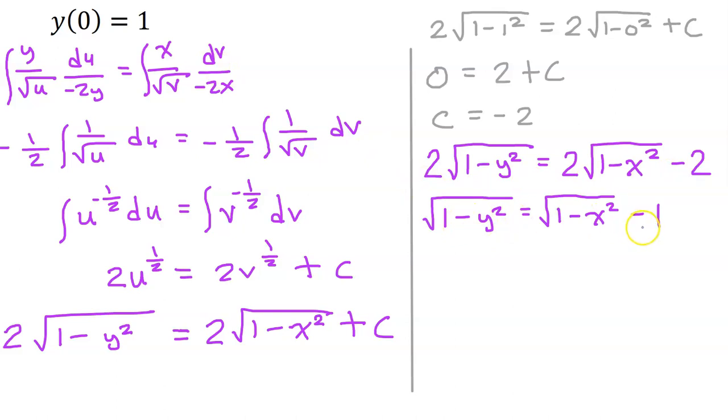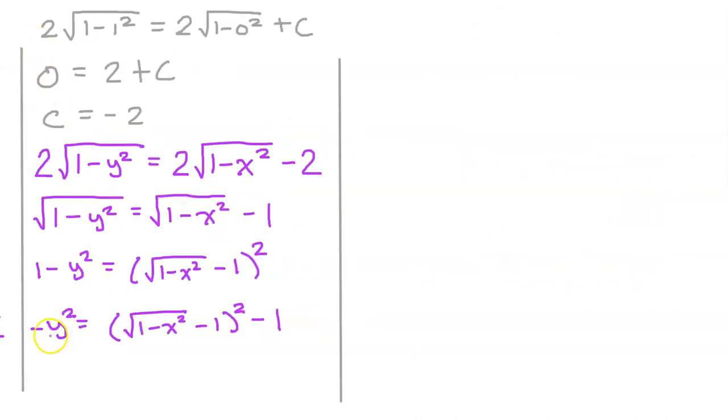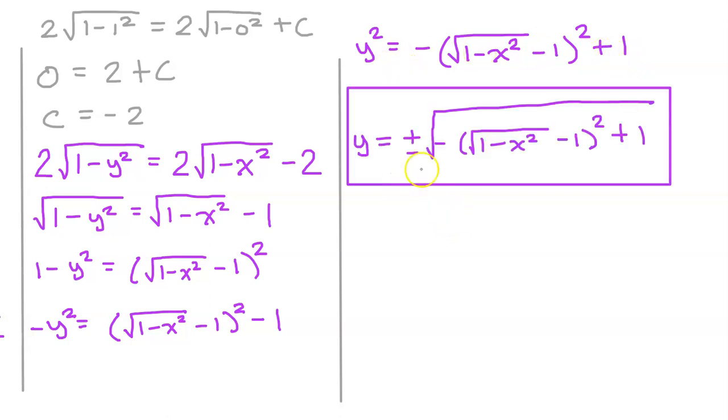Next, if I square both sides, the radical will go away. So now we have this. On the next step, I will subtract 1 from both sides. On the next step, I will divide both sides by negative 1. That'll make this negative sign go away and show up here, and this will be positive. Finally, I will get y by itself by taking the square root of both sides. Don't forget the plus or minus. This is about the ugliest answer I've ever seen, but this is the solution.